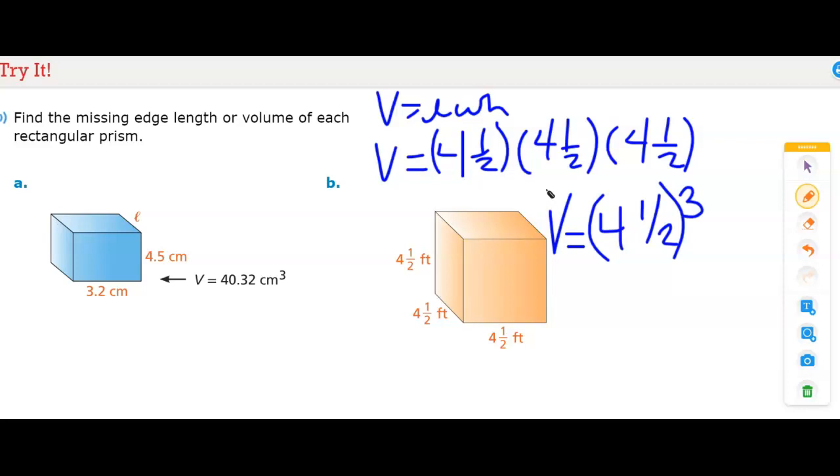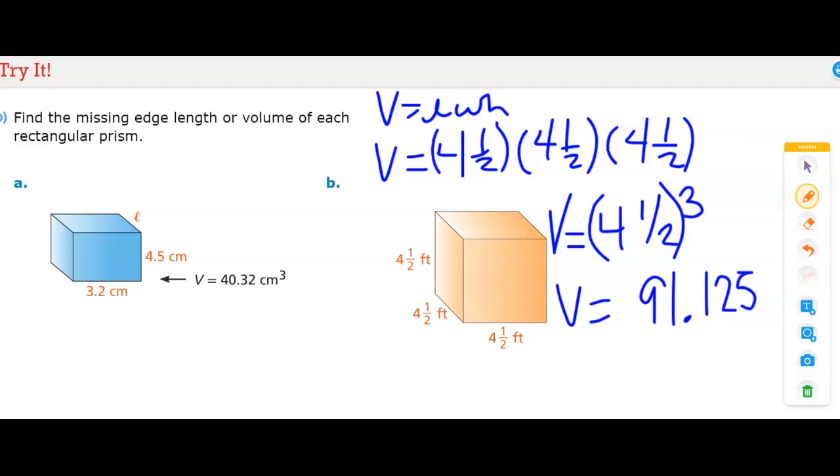So now let's do that. If you're using a calculator, 4 and a half needs to be a decimal. So 4 and a half, we know half, thinking half of a dollar, right? Half of a dollar is 50 cents. So the decimal for half would be 0.50 or 0.5. And so 4.5 represents 4 and a half. So in your calculator, you could do 4.5 times 4.5 times 4.5. And then that will give us the value of 91 and 125 thousandths.